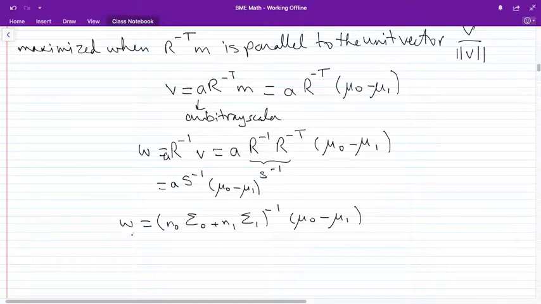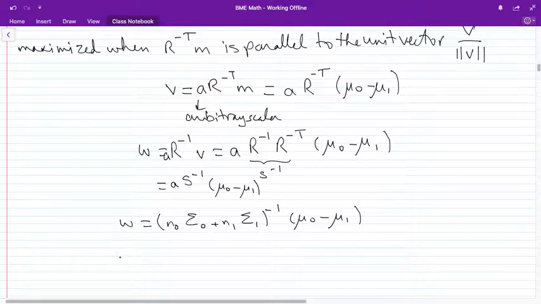This weight maximizes the distance between the means of the data. So this, we have every element in here. We have the number of data points in class 0. We have the variance covariance of that class. We have the number of data points in class 1. We have the variance covariance of that class. We have the mean of the data in that class, and we have the mean of the data in the other class. This vector W gives you the line that you need to project your data onto to then maximize the distance between the classes.